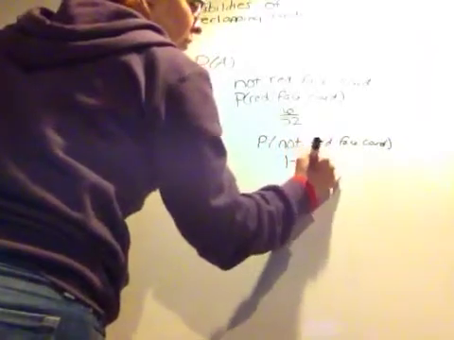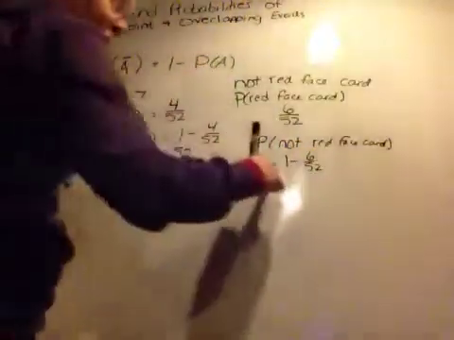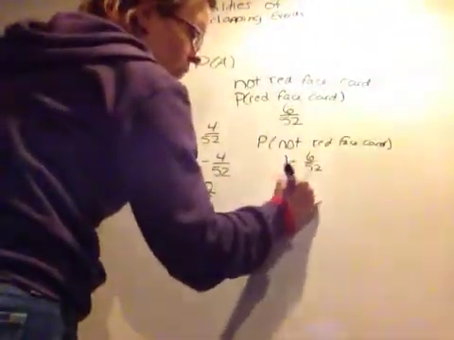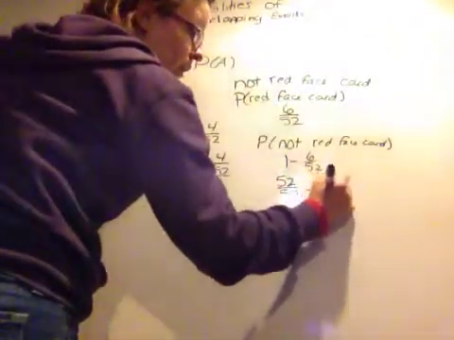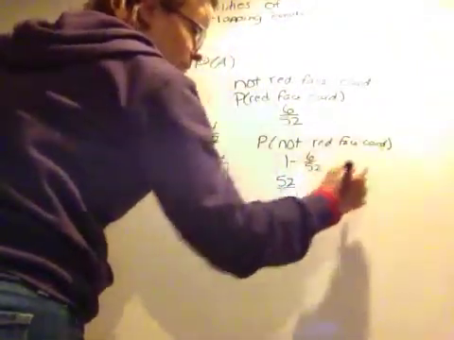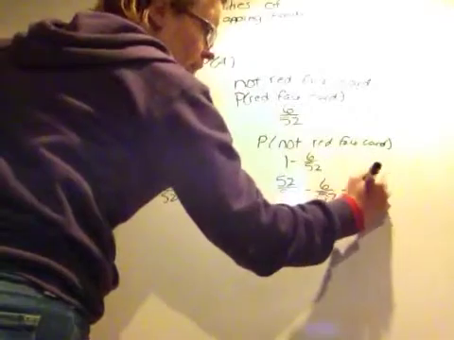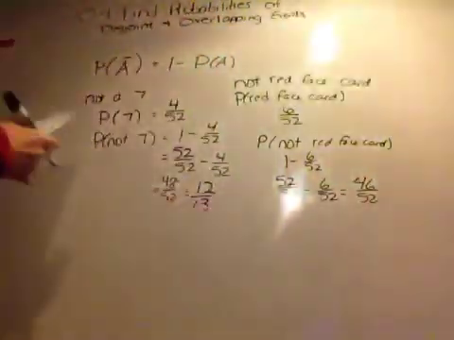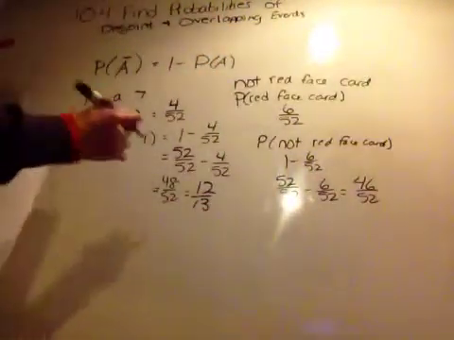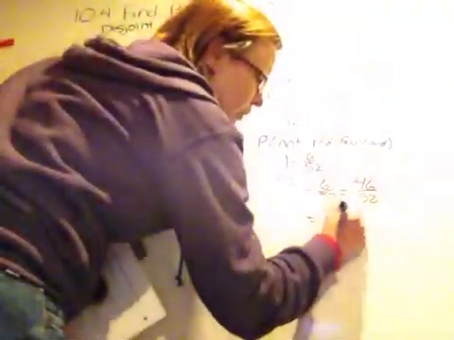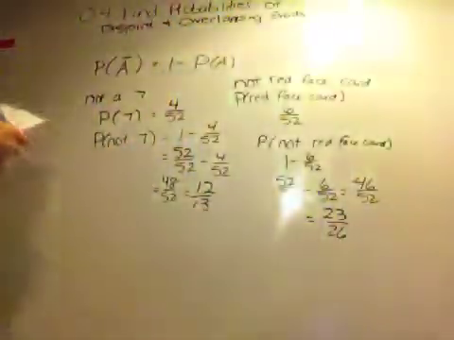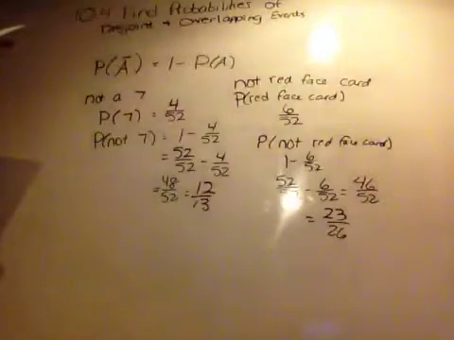is 1 minus 6 over 52. Again, we're going to get a common denominator, so we're going to rewrite 1 as 52 over 52, and subtract 6 over 52. So we get 46 out of 52, or 23 out of 26 if we reduce it, and then you can also put it as a decimal. I got 0.885 as a decimal.